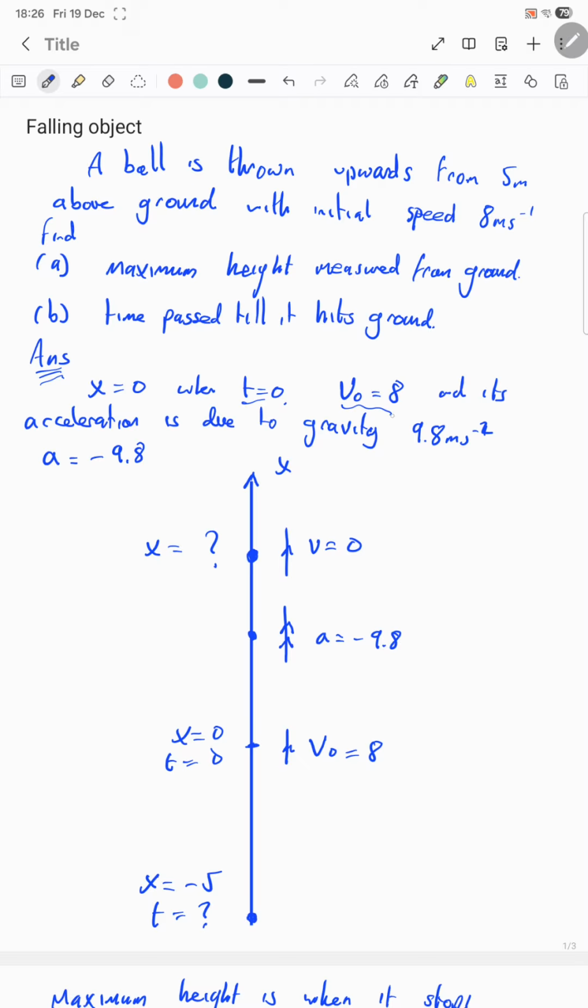Now we go about answering this when the initial conditions are here: when x equals 0, t equals 0, and our initial velocity equals 8. Its acceleration is due to gravity, which is 9.8 meters per second squared, or acceleration negative 9.8. A force diagram is drawn here just to help visualize this a little bit pictorially.